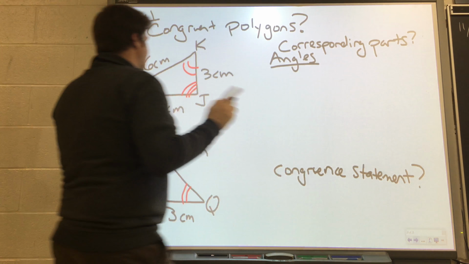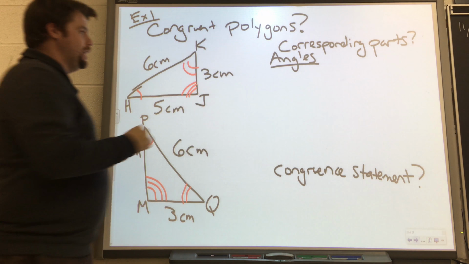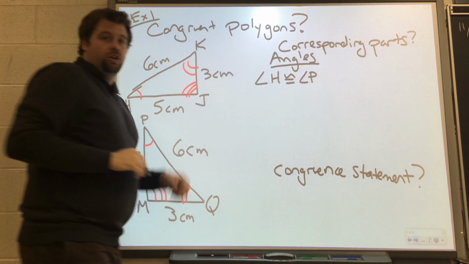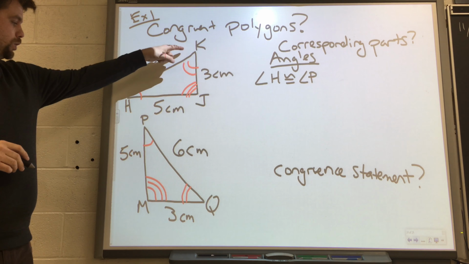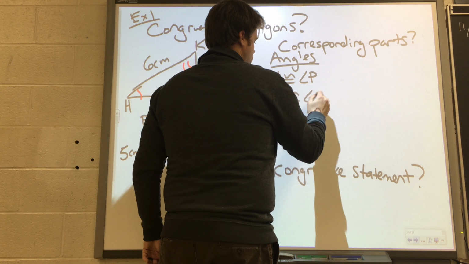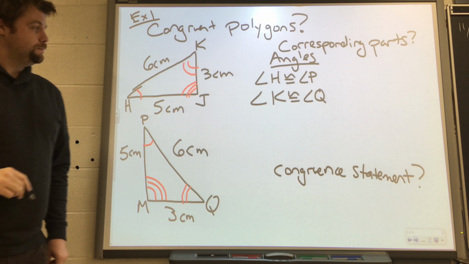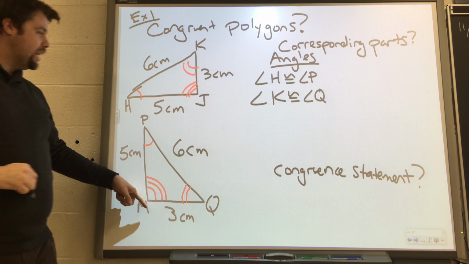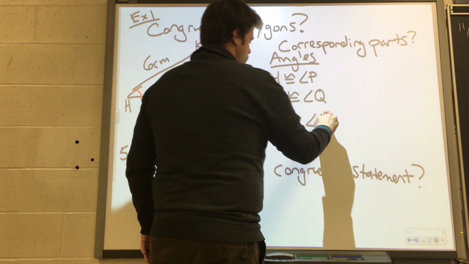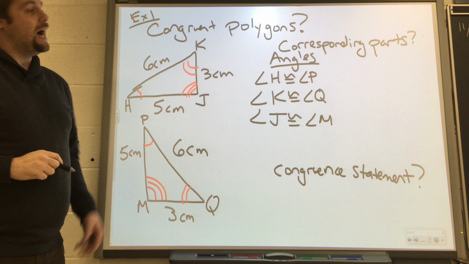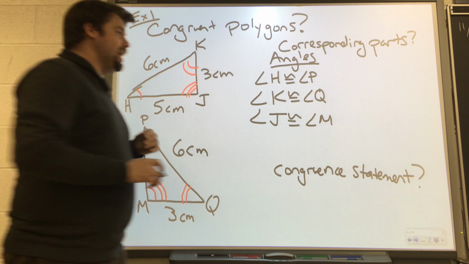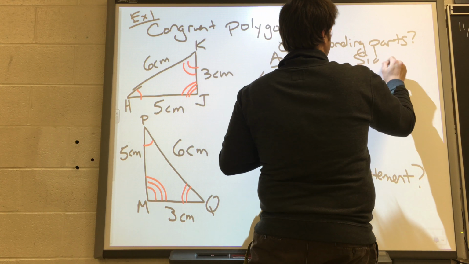are congruent. So the matching angles, angle H and angle P, they are congruent. And angle K and angle Q, they are congruent. And angle J and angle M, they are congruent. I want to identify the angles that are congruent, which I just did. And then I want to identify the sides that are congruent.